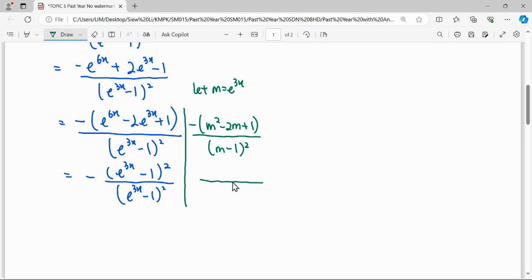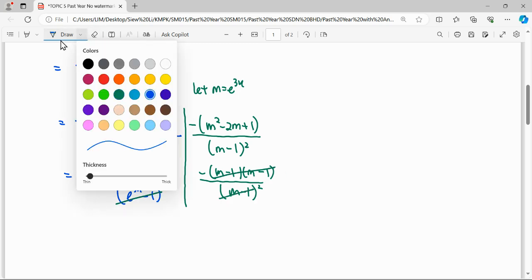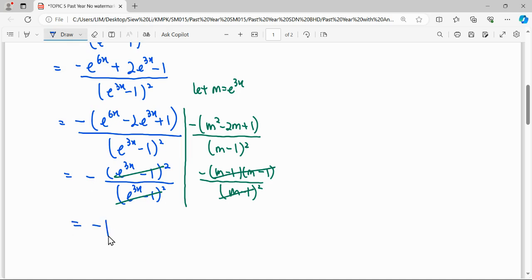When you're doing factorization, it will be easier. This one you can put in your calculator. So it will be negative (m minus 1) squared. You can notice here we can simplify. Lastly, our answer, we can get negative 1. So this will be our part A.